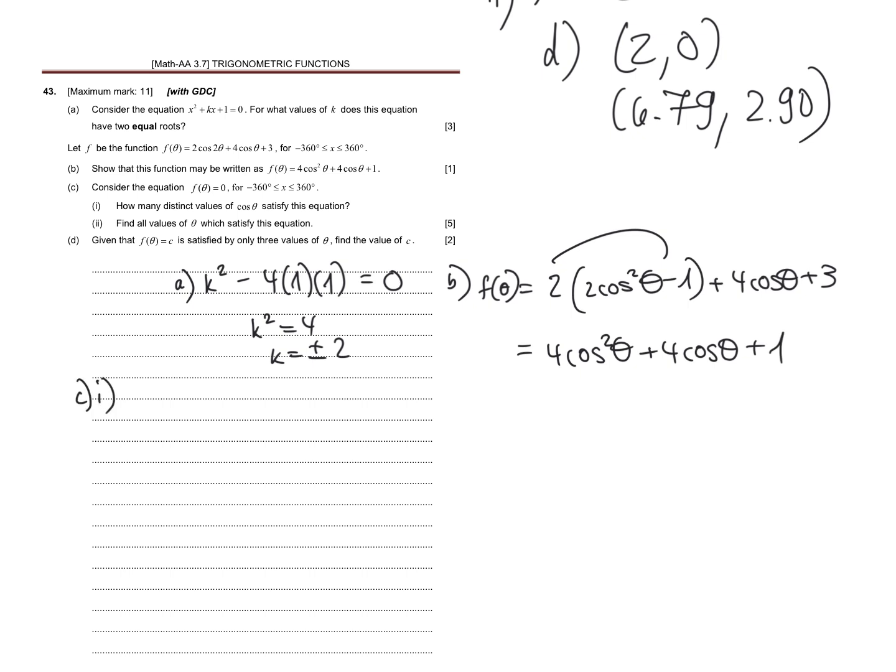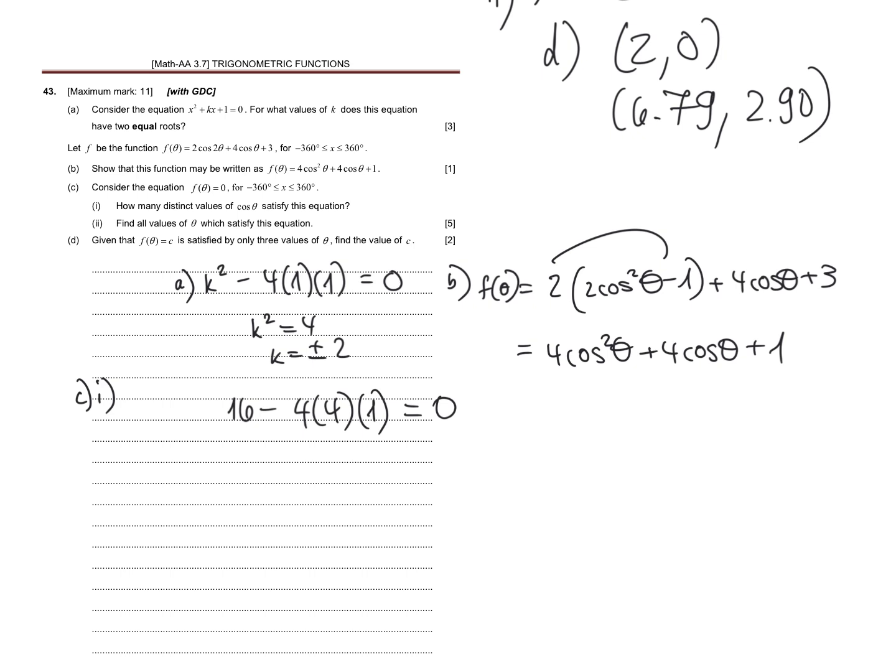C, I, consider that equals 0. How many distinct values of cosine satisfy this equation? So if we have the discriminant, b squared minus 4ac, so that's 0. So the discriminant equals 0. That's how many solutions there are. So that's one solution. So that's 1.